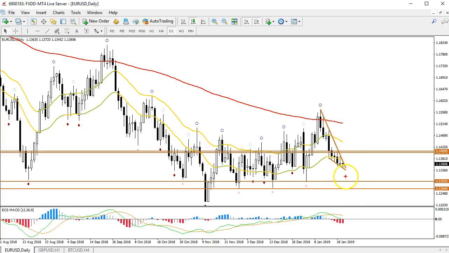Now, if we get a daily candle close below 112.65 and below the support zone of this consolidation, that would invalidate the bullish perspective. And in that case, we're looking at a breakout to the downside.